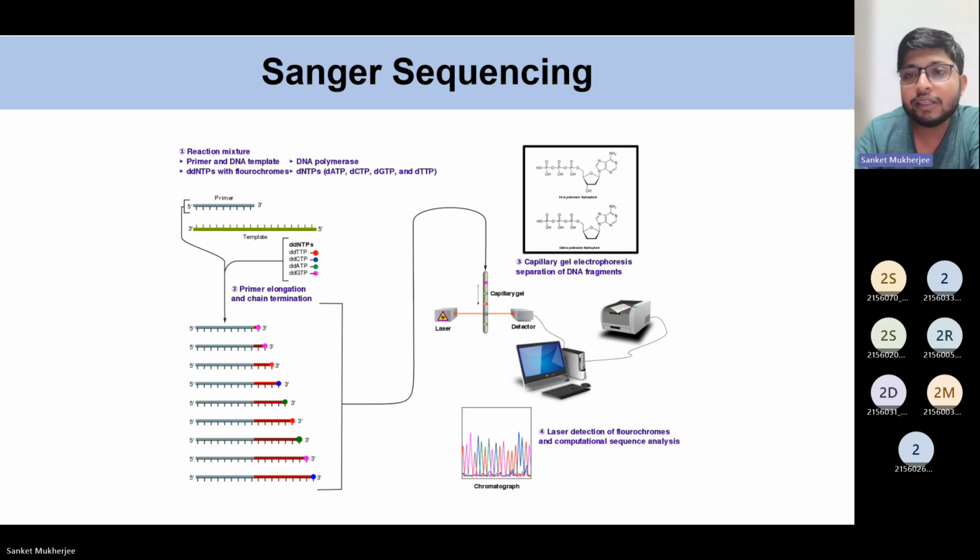So you will be reading this again in your, not molecular biology, RDT essentially. So what happens? Let's say if A is added, then this will have a separate fluorescence. G will have a separate fluorescence. By that we will have a chromatogram. This is how the result looks, and using that we essentially decide what the bases present are. So this is Sanger sequencing.